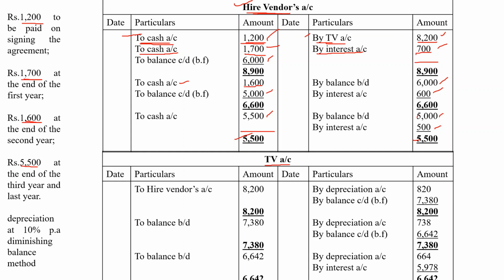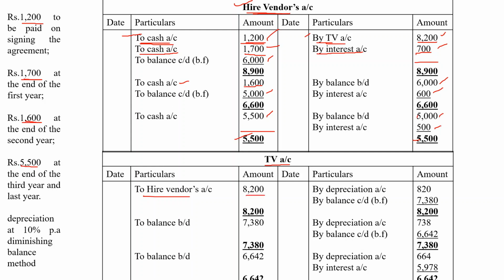Okay. Then moving on to the TV account, that is the asset account. In the first year, when we purchase the asset, it will affect the asset account, and when we charge depreciation, it will also affect the asset account. Only two entries in the first year. So when we buy an asset, what will be the entry? Asset always shows a debit balance. So debit the asset. TV account debit to hire vendor account. Write the cash price of the asset.